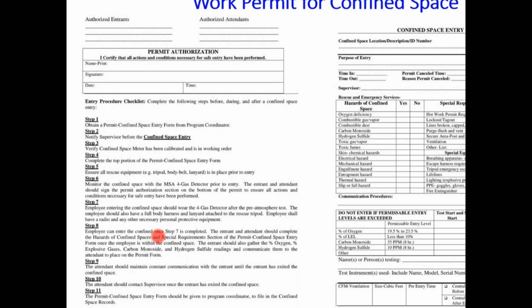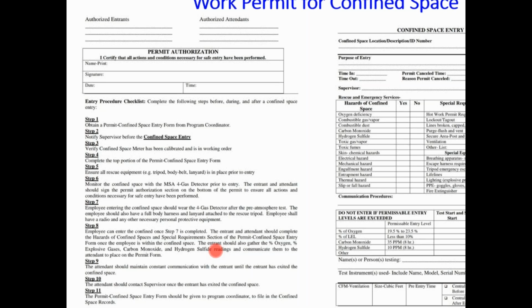So we have to maintain constant communication with the entrant until the entrant has exited the confined space. That communication may be oral, or with the help of a walkie-talkie, or some other communicating media.